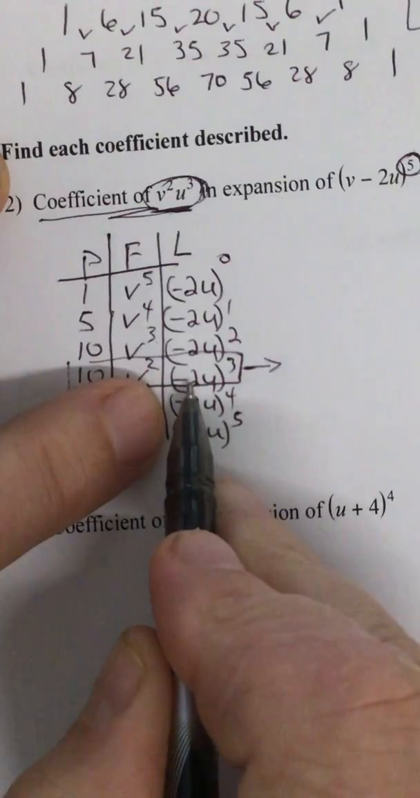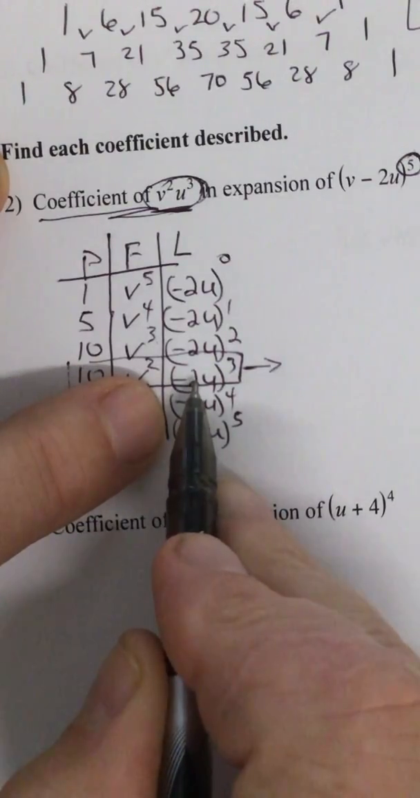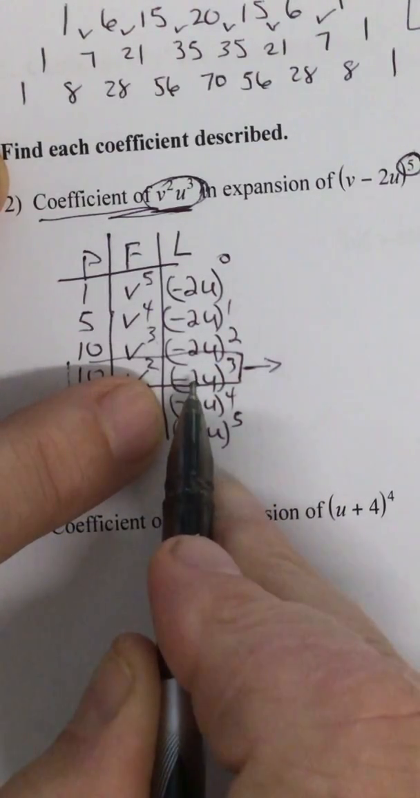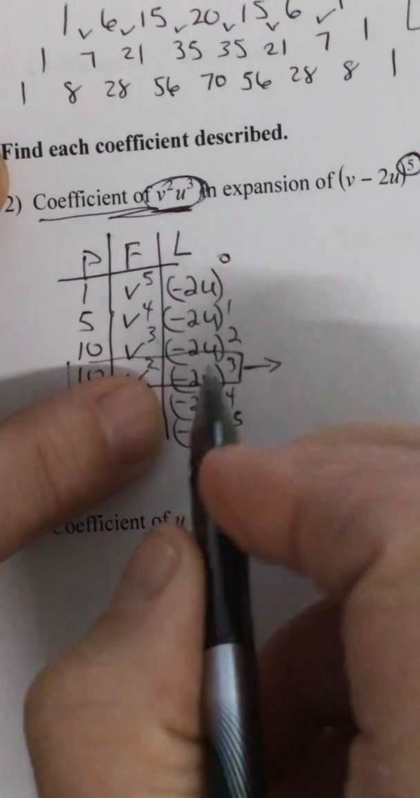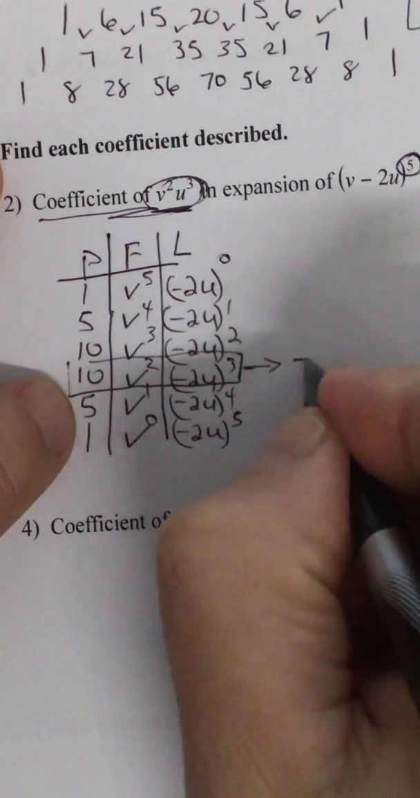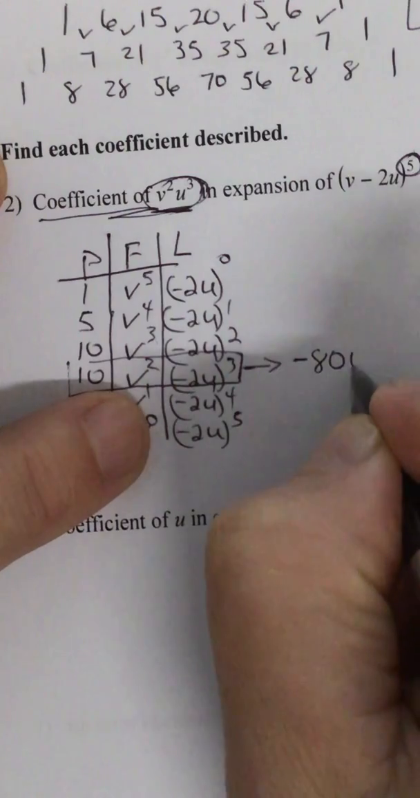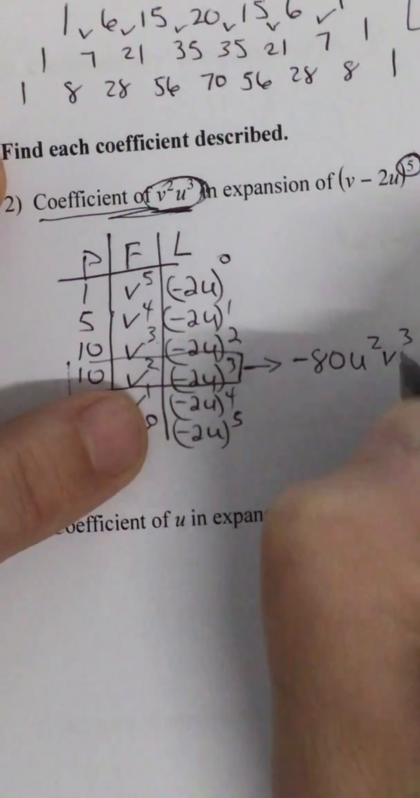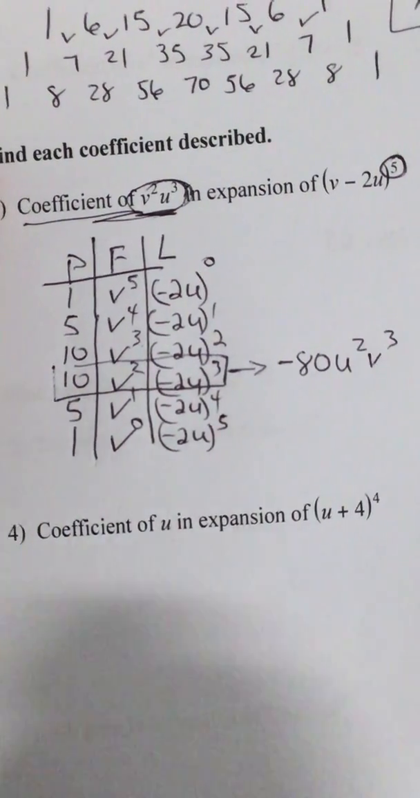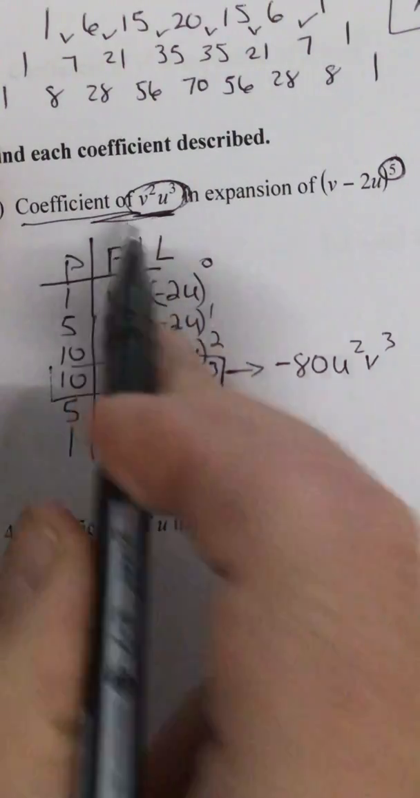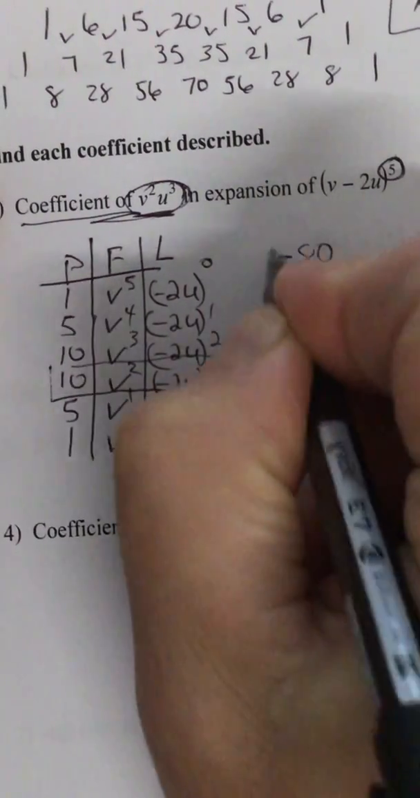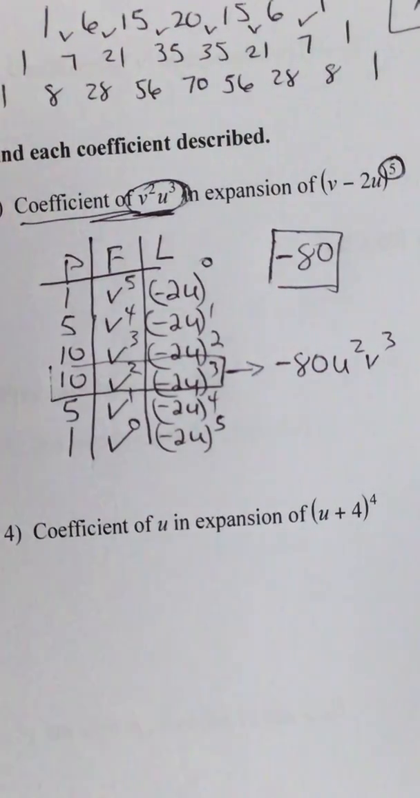Now that's a negative 2 times negative 2 times negative 2. Negative 2 times negative 2 is 4, times negative 2 is negative 8. So that's negative 8 times 10. So that's negative 80 u2v3. So that's the one they want. They want the coefficient of that term, which in this case then is negative 80.